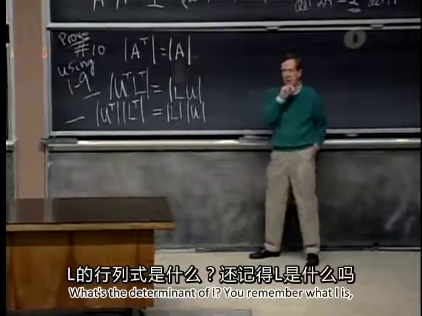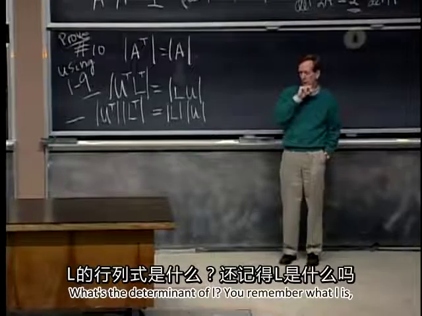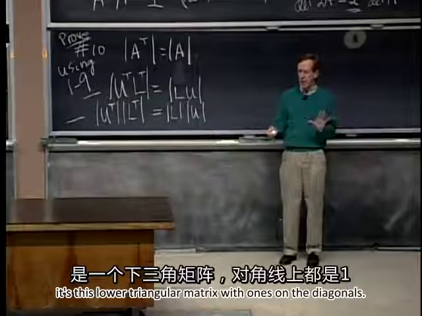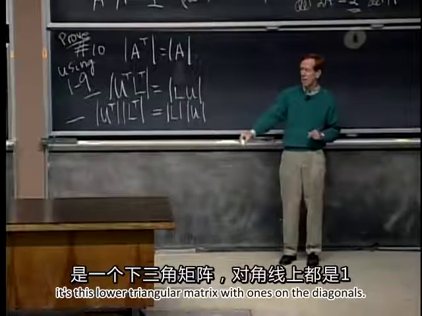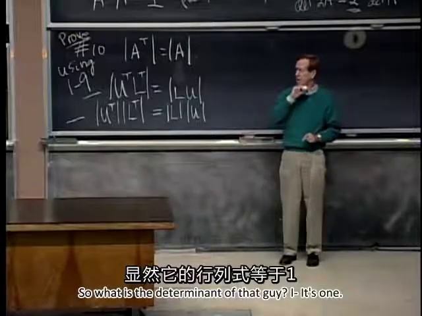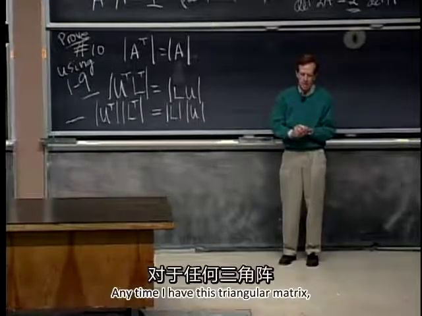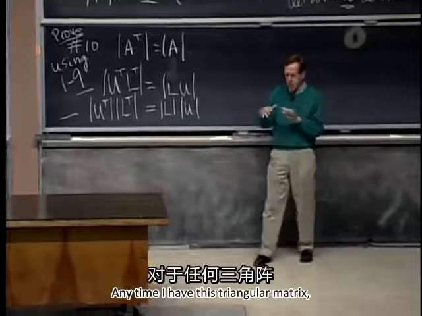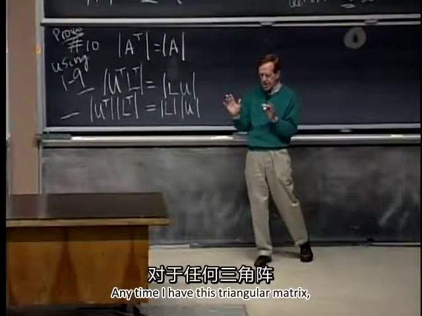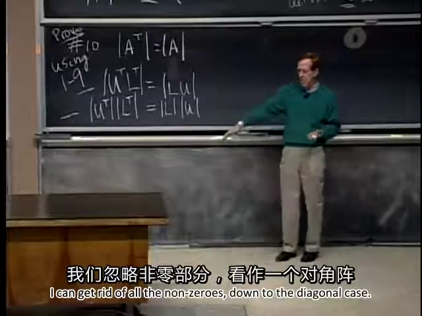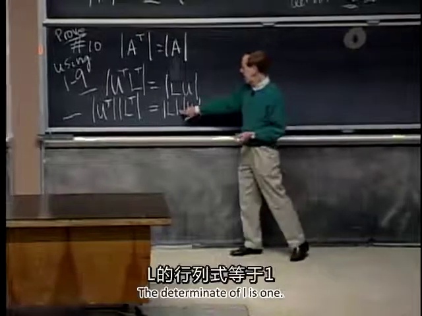What's the determinant of L? You remember what L is? It's this lower triangular matrix with ones on the diagonal. So what is the determinant of that guy? It's 1. Anytime I have this triangular matrix, I can get rid of all the non-zeros down to the diagonal case. The determinant of L is 1.